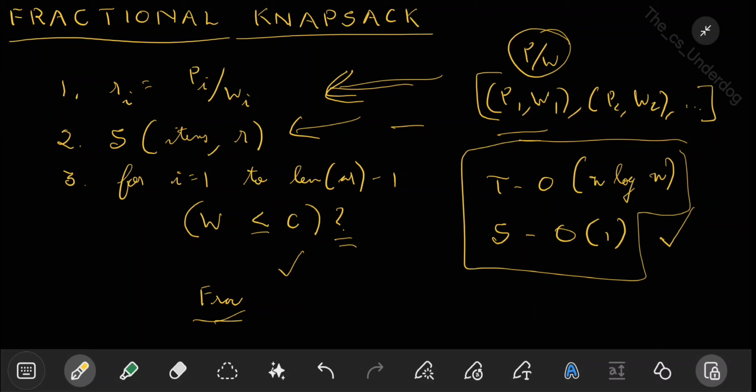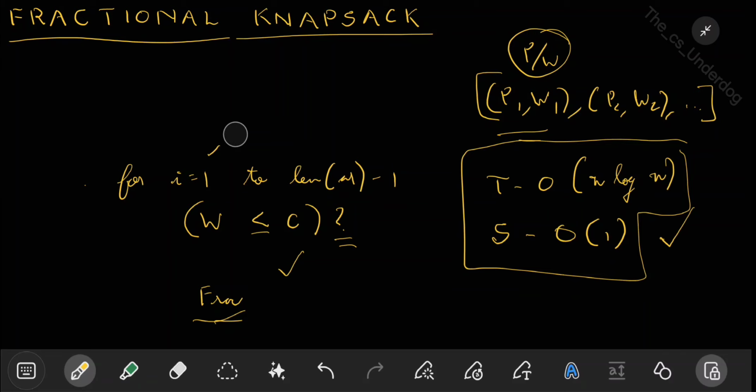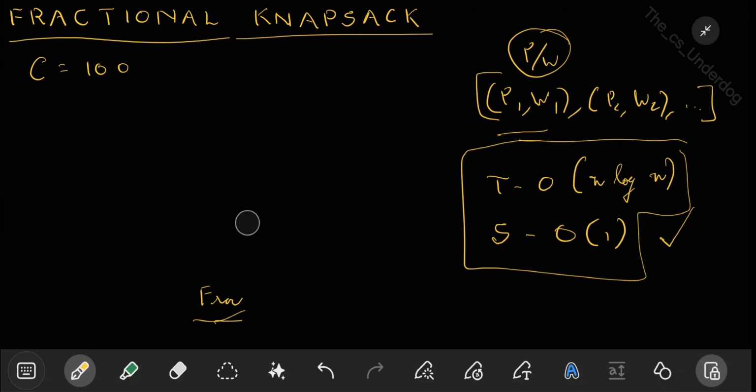Let us take an example and clearly understand how the fractional knapsack algorithm works. Okay, so let us say this is the knapsack we are having, which has a complete capacity of, let us say, 100. 100 is the capacity of the knapsack. And what are we going to have? We are going to have different items.